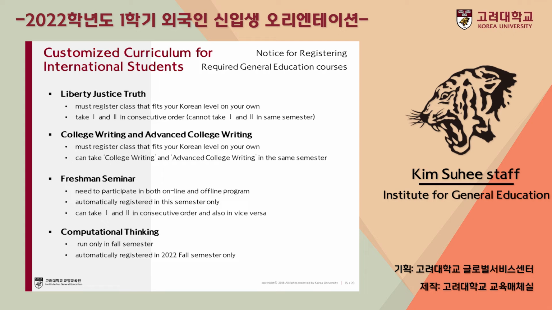For Liberty, Justice, Truth, you must register the class that fits your Korean level on your own. For example, if your Korean level is basic, you cannot take the classes for intermediate or advanced level. And you must take 1 and 2 in consecutive order, not vice versa, and of course you cannot take 1 and 2 in the same semester.